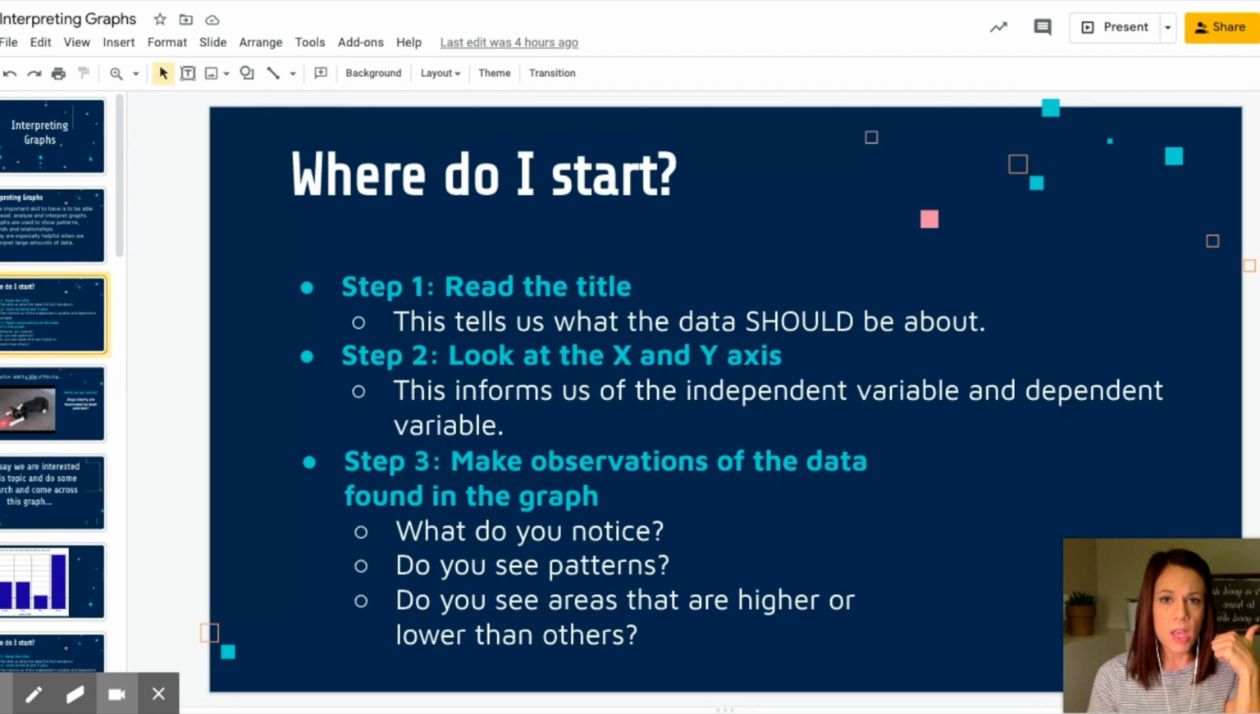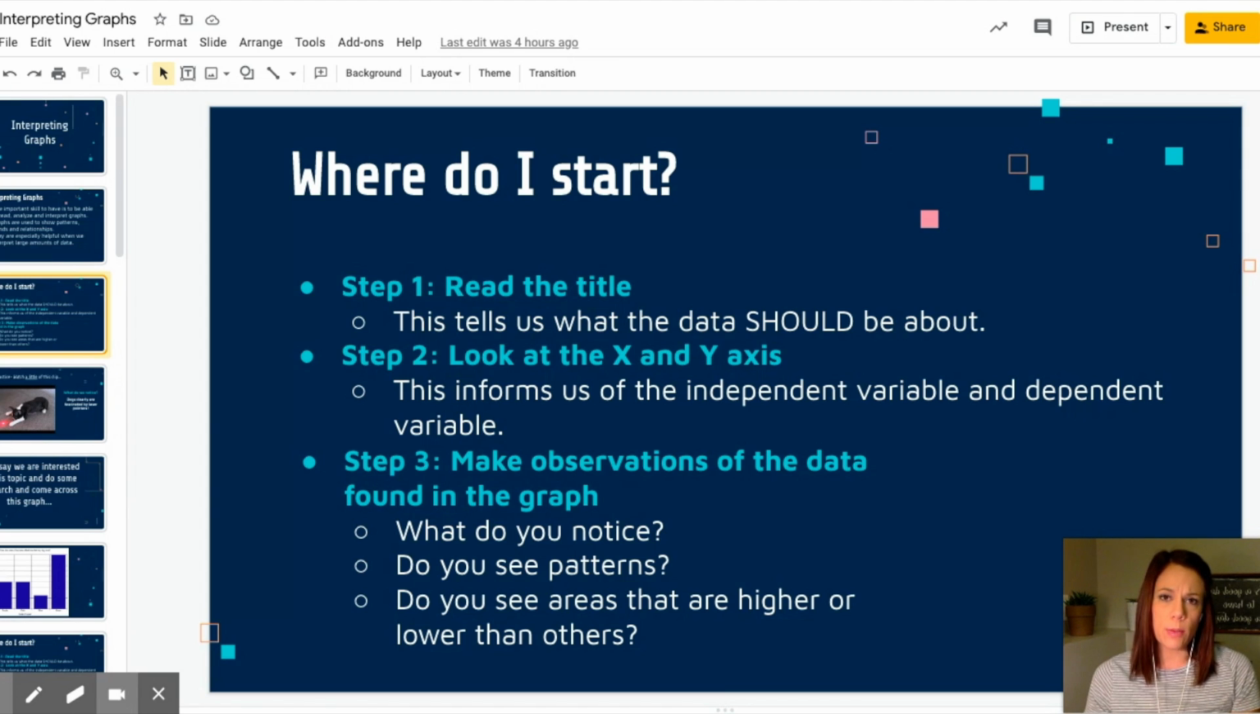First step is to read the title. A title on a graph should tell you what the data is about. Now, I'm not going to lie to you, not all graphs do this. A lot of times they are way more simple than they really should be. But hopefully when you read a title, it should give you information about the experiment or what the data is about. Second step is to look at both the x and y axis. Those should be labeled and they should inform you what was being changed, or what the independent variable was, and what the dependent variable was, or what was being counted or measured in whatever was being tested.